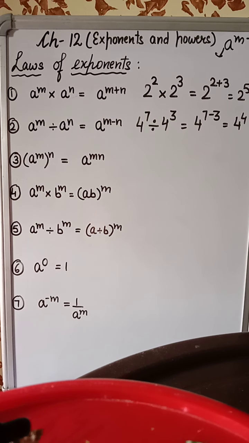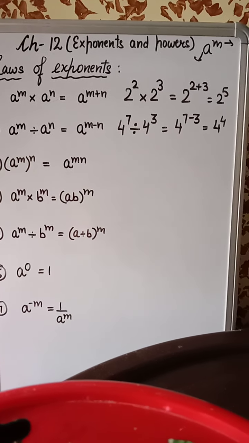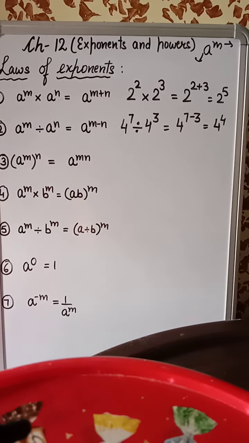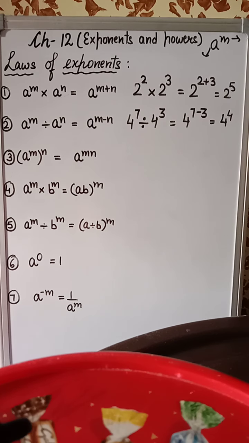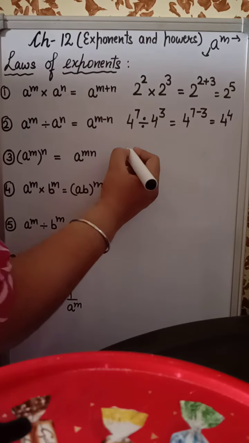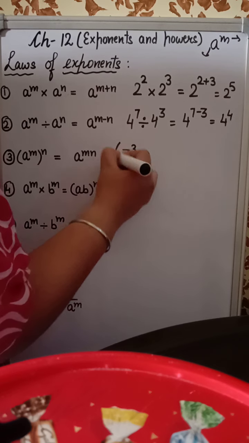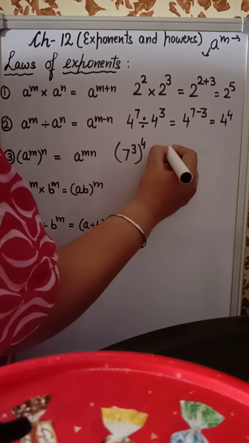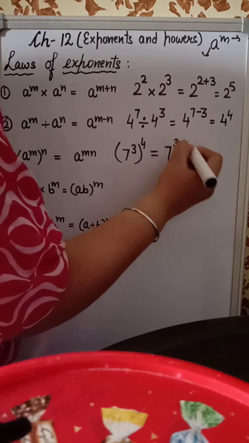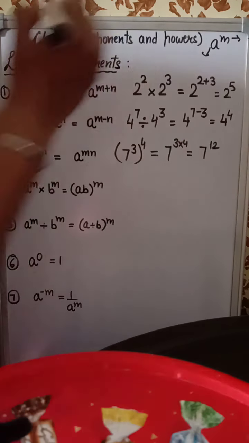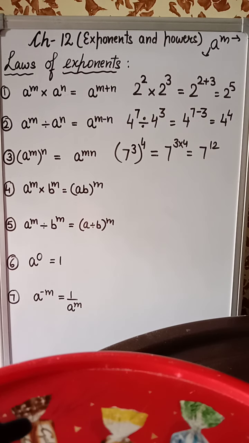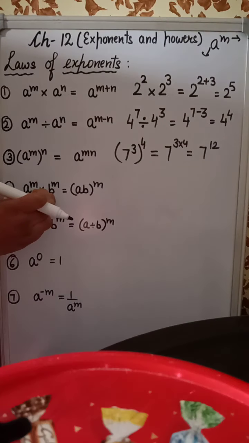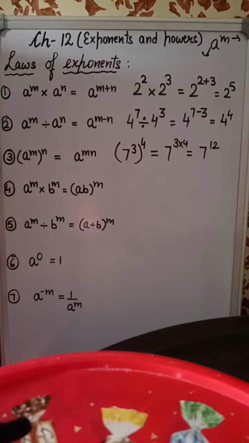Alright, now next law is, if there is a bracket between the powers, अगर powers के बीच में bracket है तो powers multiply हो जाएंगी. Suppose it is 7 raised to power 3, whole raised to power 4, so this comes out to be 7 raised to power 3 into 4, that is 7 raised to power 12. Alright, if there is a bracket between the powers, then powers will be multiplied.